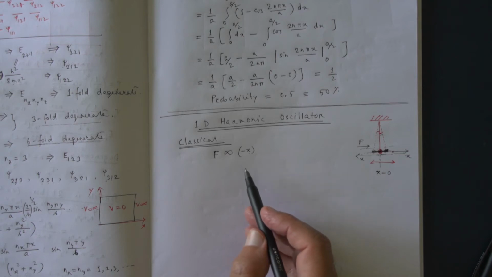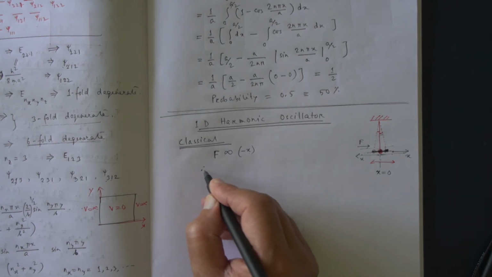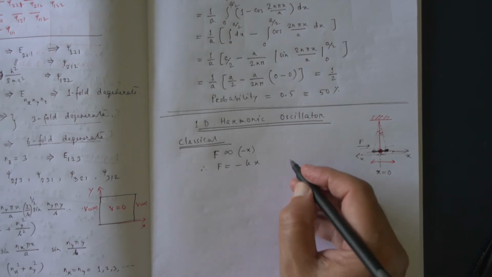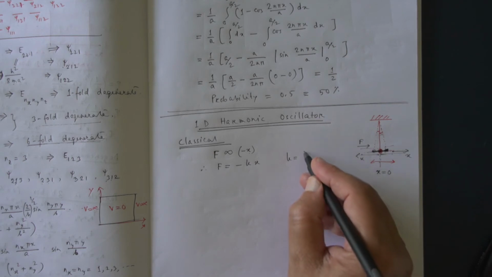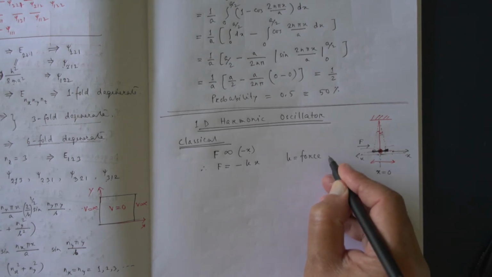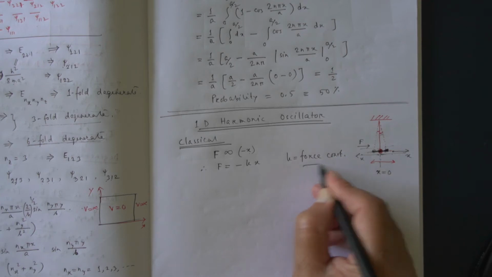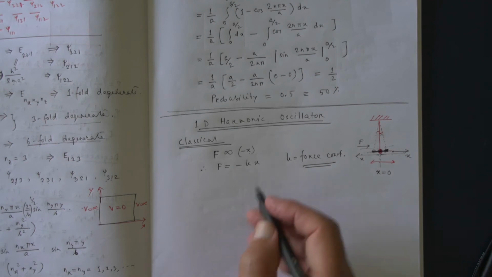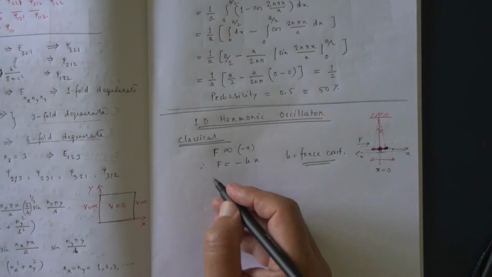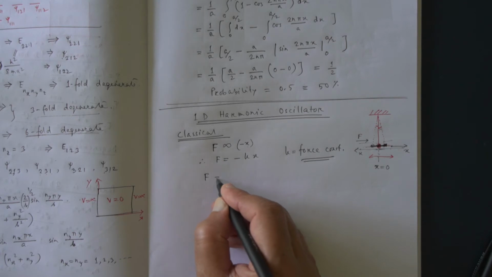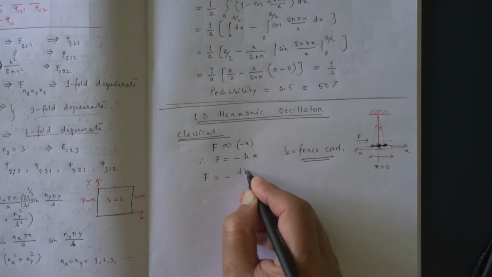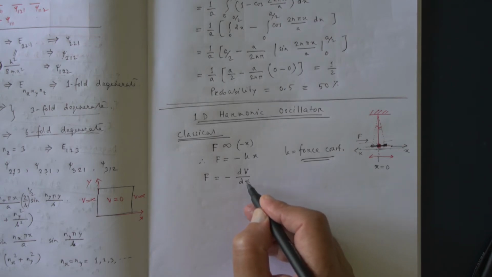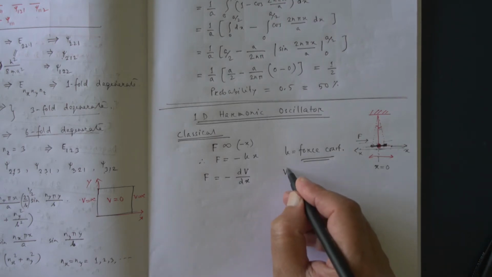We can write that F equals minus kx, where k is a constant called the force constant. Now, you have also seen that force equals minus dV/dx, where V is the potential energy.